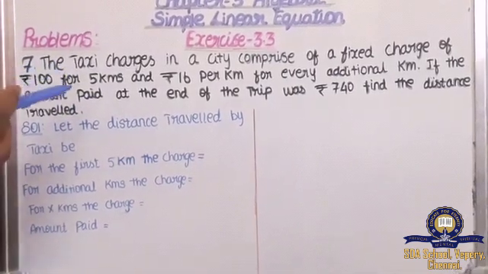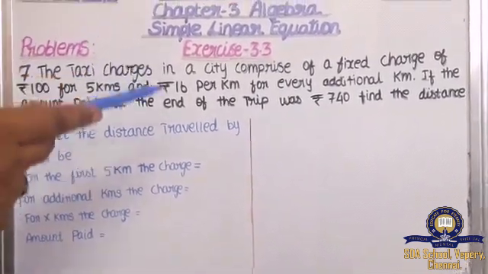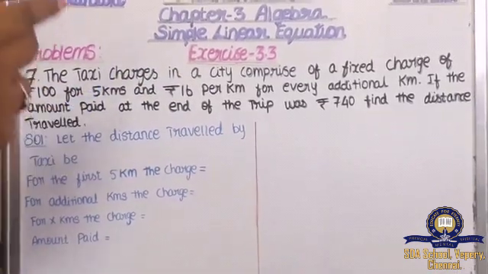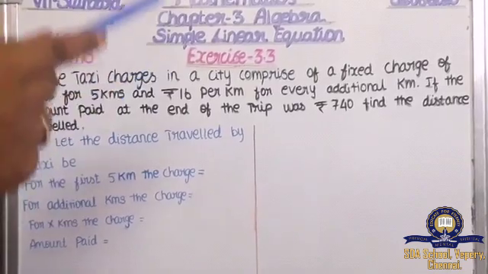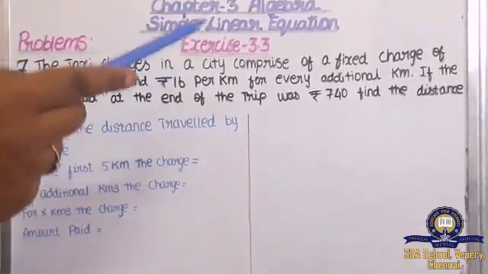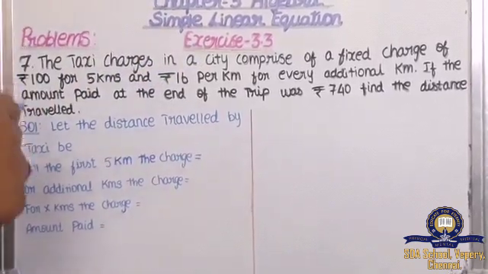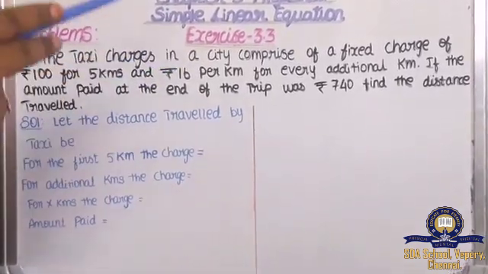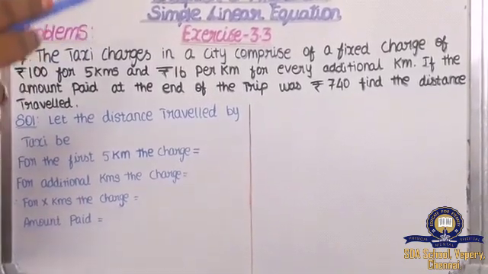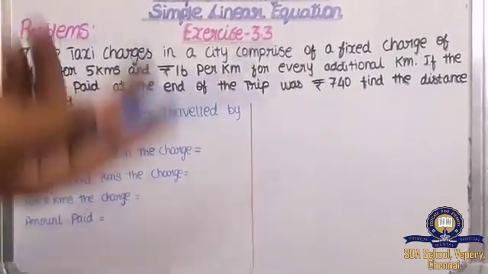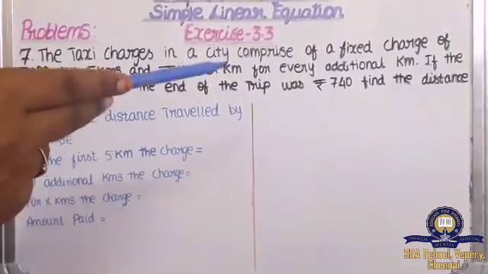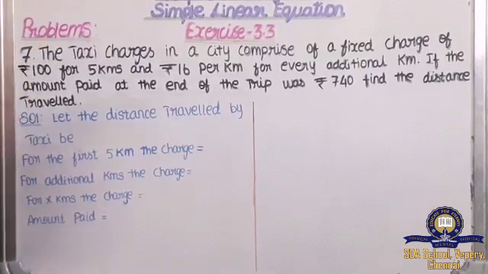The next problem given here is: the taxi charges in a city comprise a fixed charge of rupees 100 for 5 kilometers and rupees 16 per kilometer for every additional kilometer. If the amount paid at the end of a trip was rupees 740, find the distance travelled. What is given here is the taxi charge of rupees 100 for the first 5 kilometers and rupees 16 per kilometer for every additional kilometer. The amount paid at the end of the trip was rupees 740. We need to find the distance travelled.